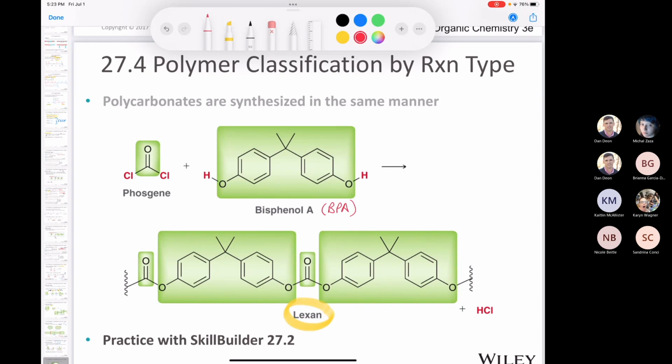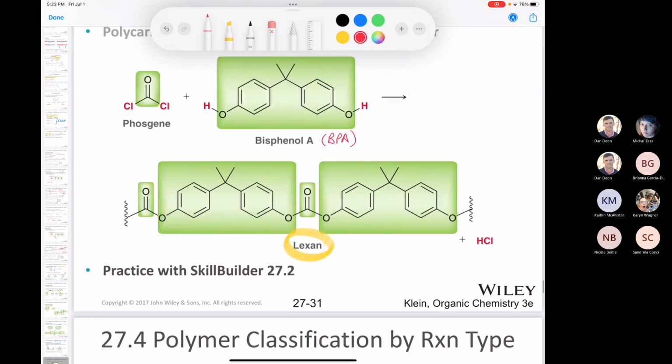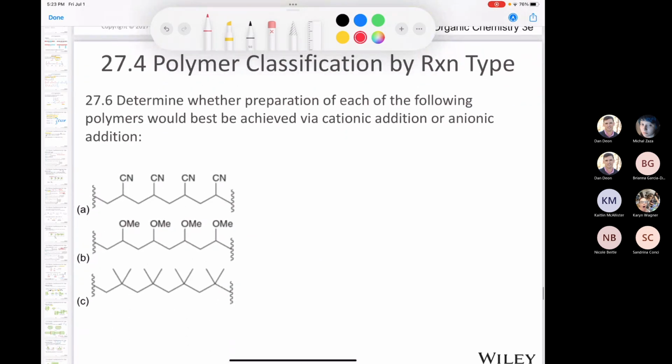So a polycarbonate, Lexan, would be one of those. Well, that's a lot of information about ways that we can classify polymers. So we've looked at radicals, cations, anions, Fischer esterification to make a polyester. We looked at amide synthesis to make a nylon, and polycarbonates, which can be made from a diol and phosgene. So this question simply asks us, determine whether the prep for any of these polymers would be best achieved using cationic addition or anionic addition.